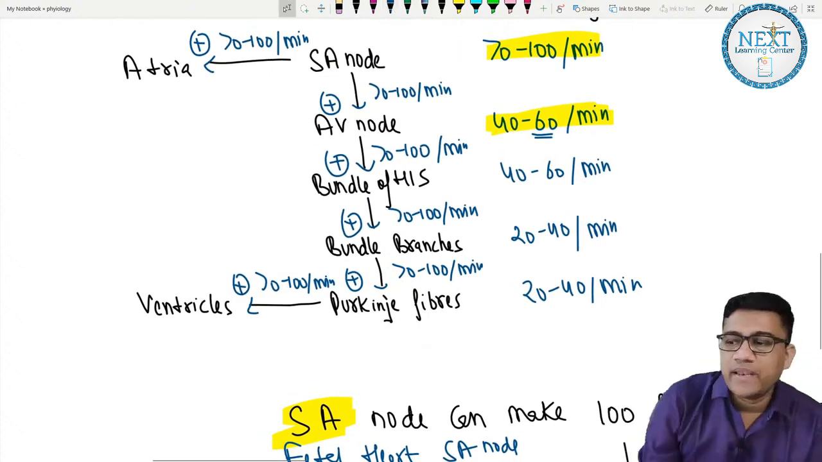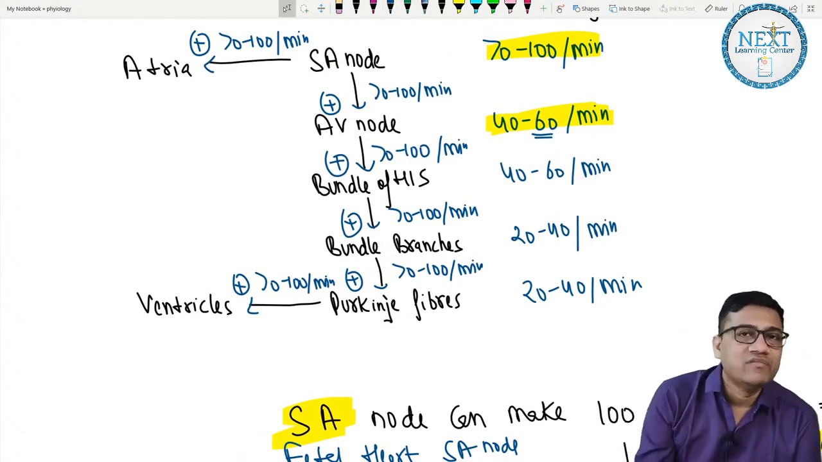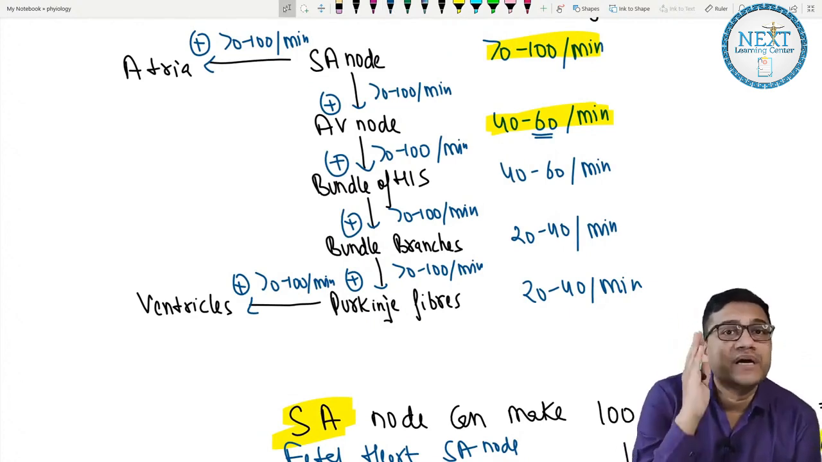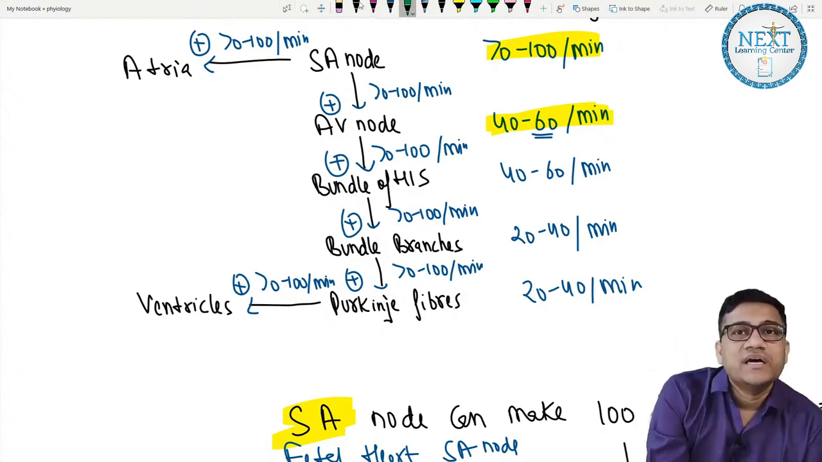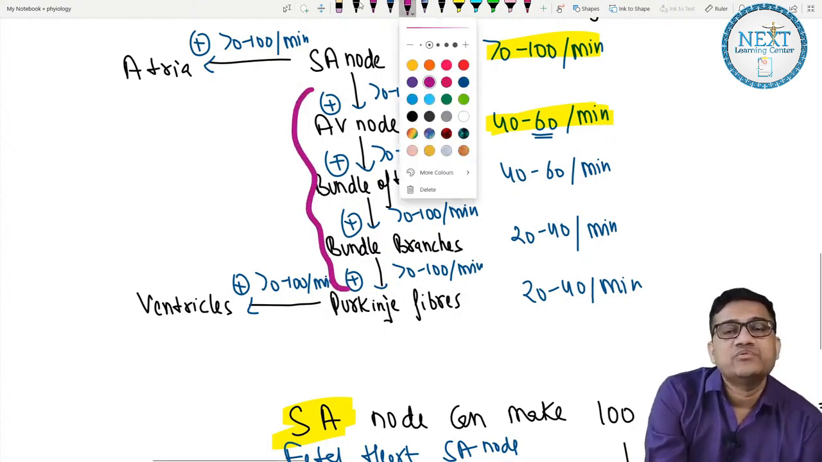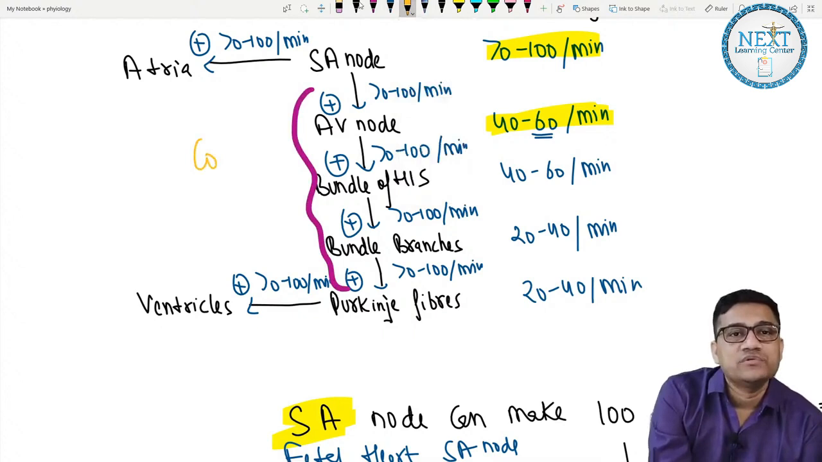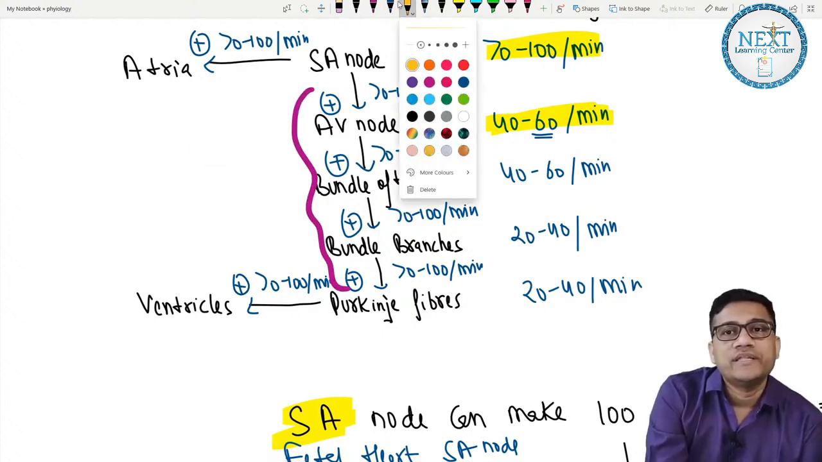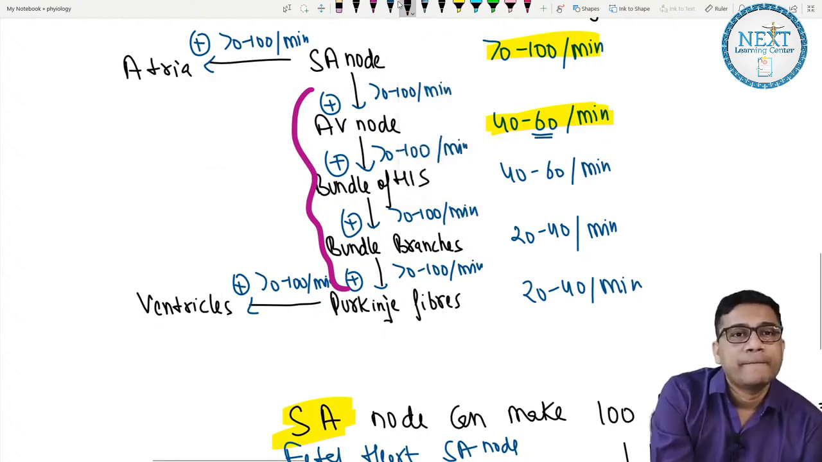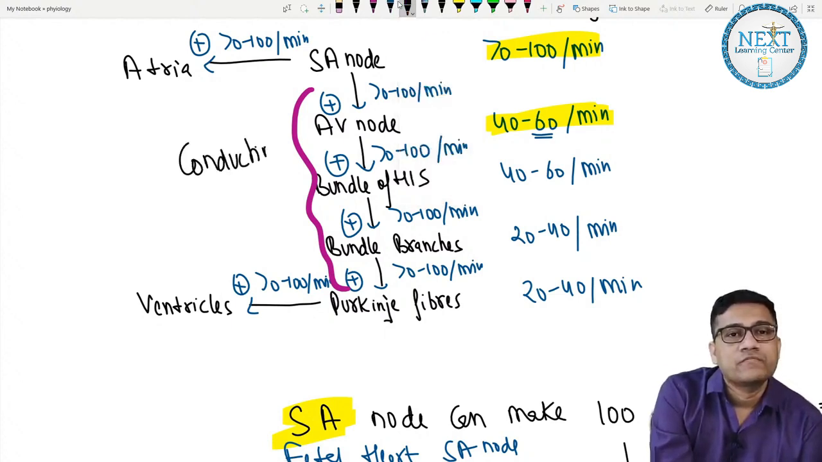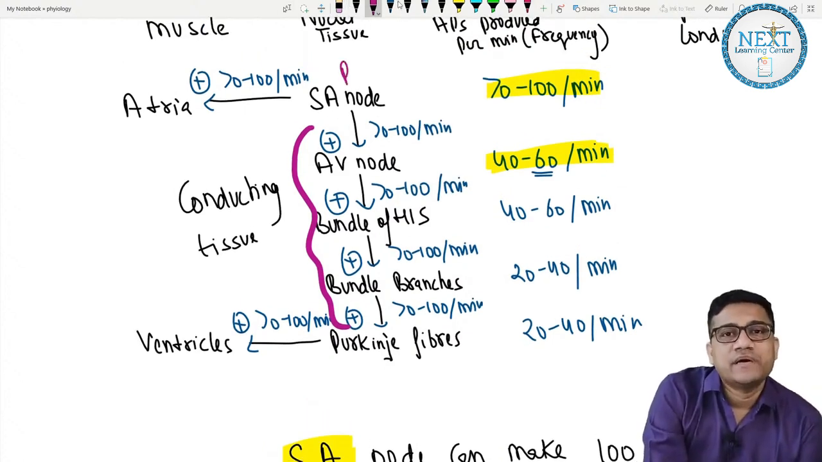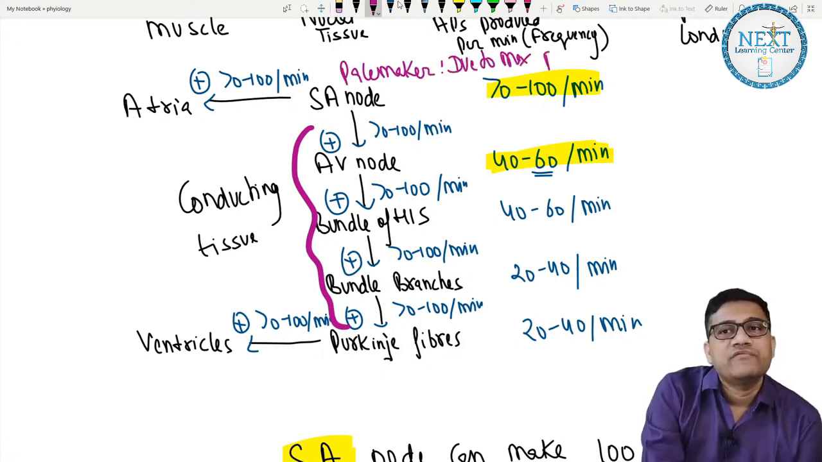Are you clear? So in simple language, in all the places we have one impulse maker, and others are conductors. So these all are conducting tissues. They all have become conducting tissues. And SA node becomes the pacemaker. Why pacemaker? Due to maximum frequency.